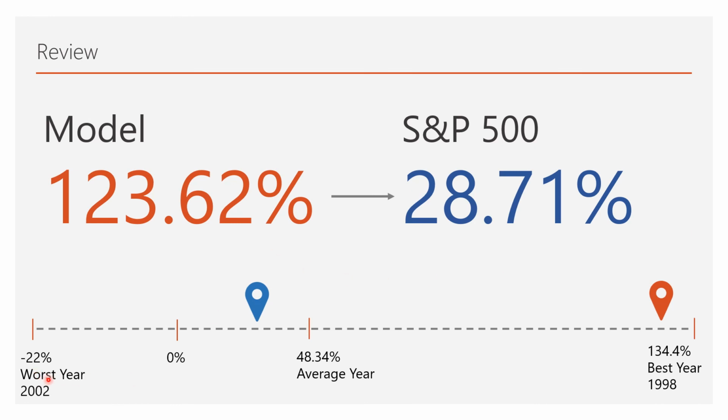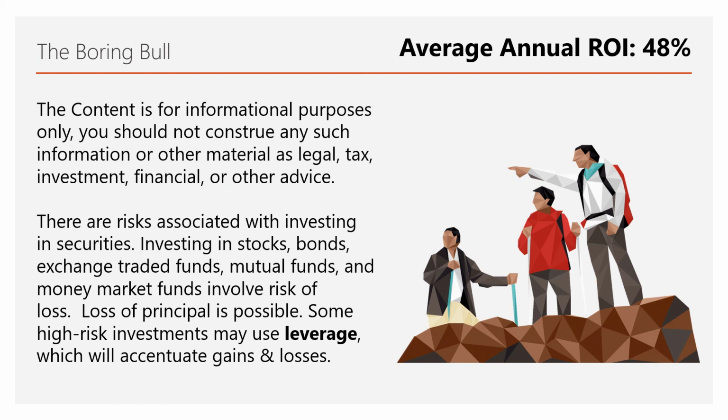If you look at our worst year of 22% and our best year being 134, we really got pretty close to that. The S&P did really well as well, 28.71. So we love to see that. But boy oh boy, love to see that number. All right, so that's our quick review of 2020.